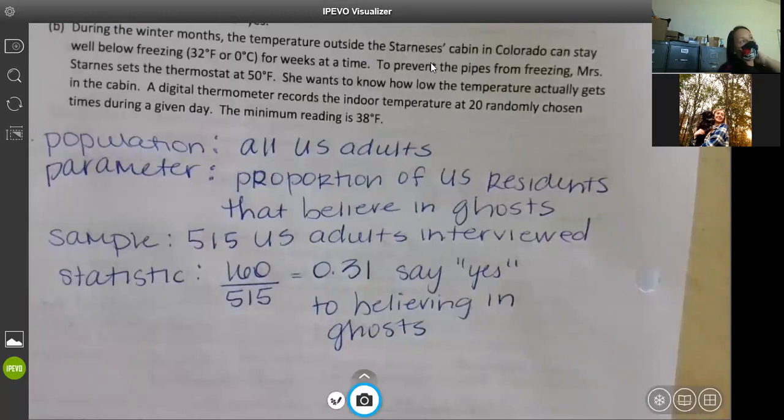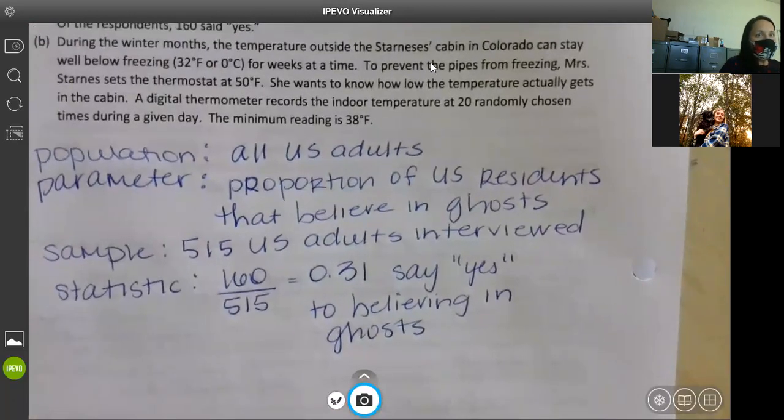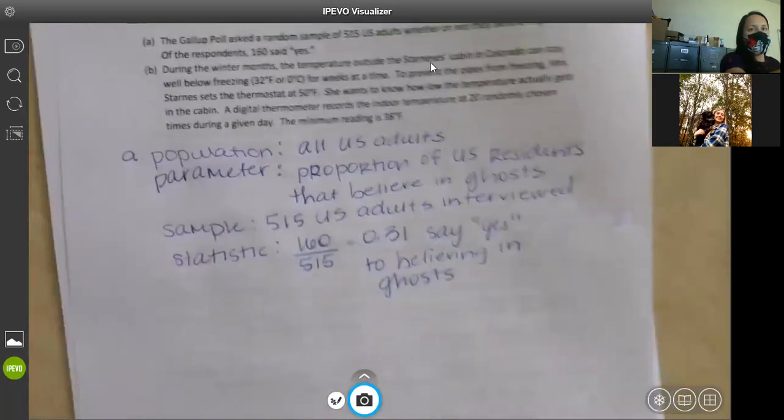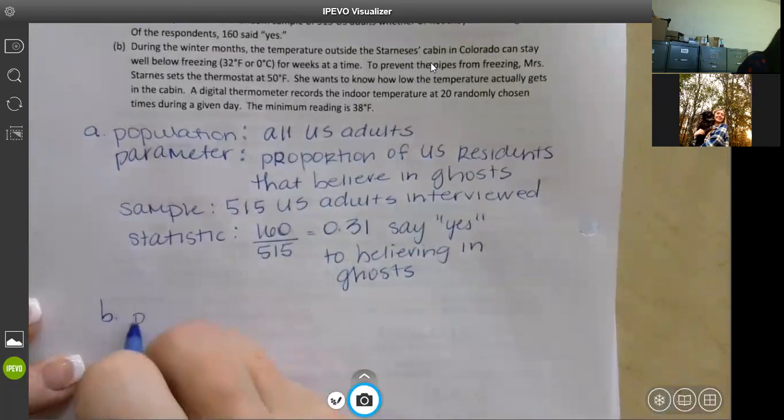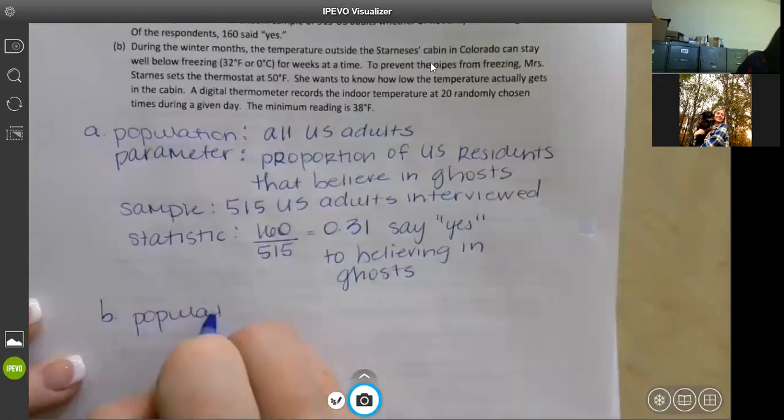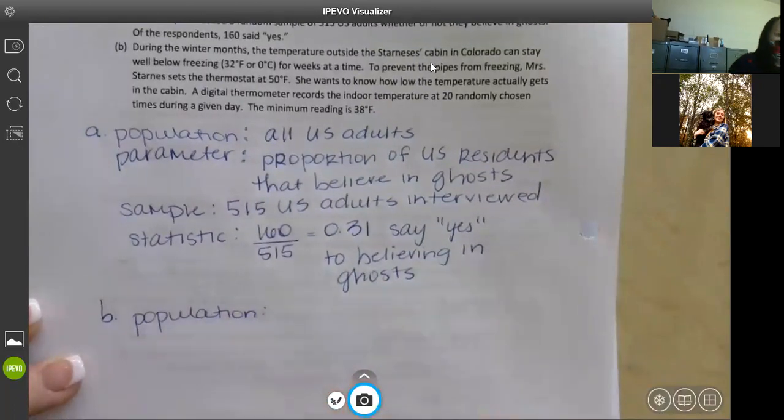So again, population is where did the sample come from? The sample is the part of the population. Parameter is what are they asking you to find? And the statistic is what did they find, okay? So if we look at B, I'm trying to make it so you can see everything. We start with our population.